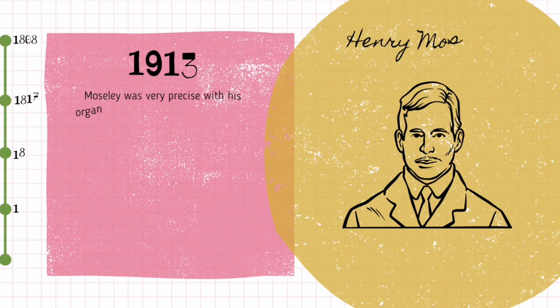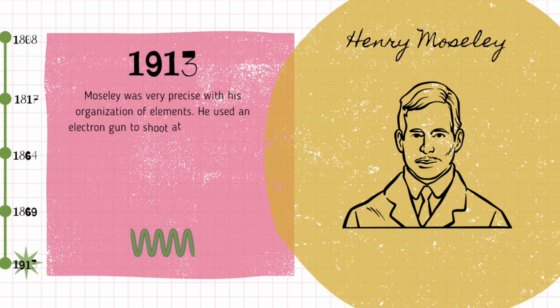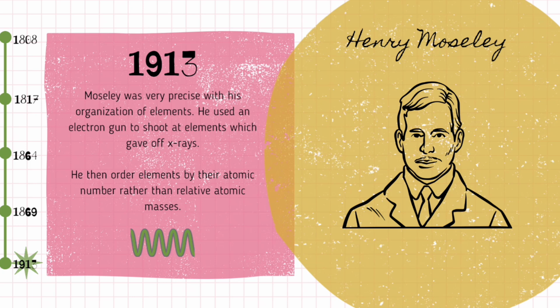Now we will move to our next scientist, who is Henry Moseley. Moseley in 1913 was very precise with his organization of elements. He used an electron gun to shoot at elements, which give off X-rays. He then ordered elements by their atomic number rather than their relative atomic masses.